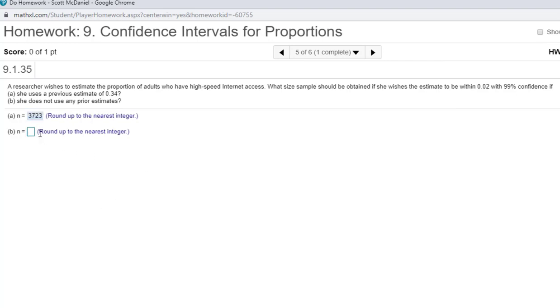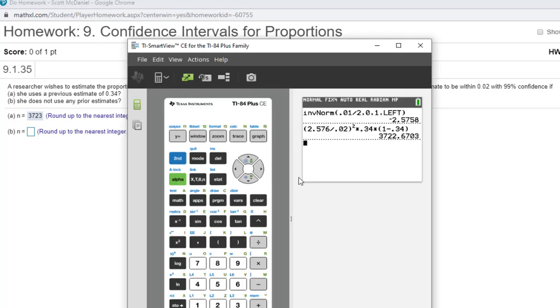So now what happens if I don't have a prior estimate? How many more people would I need? In fact, how many total would I need? So I do everything the same. I can press second enter and pull up what I just did. The only thing that changes here is instead of 0.34 as a prior estimate, it's just going to be 0.5. And let's change this other one to 0.5. Okay, I think that's right. And then press enter. So 4,147.something. We always round up, no matter what that decimal is, it rounds up to the next one, 4,148.